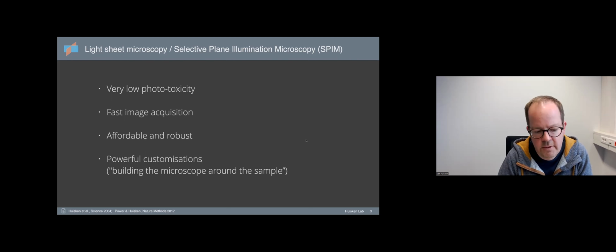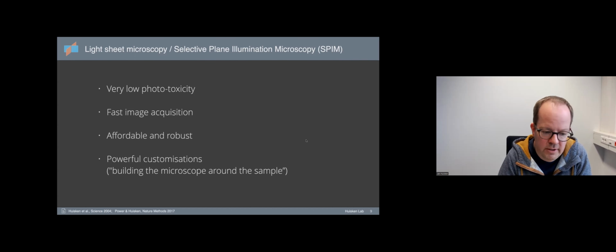And then third and fourth point are really more about how easy it is to build and maintain these instruments. So they're very affordable, I would say, compared to a lot of the, especially commercial systems, and also many of the more advanced high resolution systems. And they are fairly robust, as you will see. We can even ship these microscopes around if they're built properly.